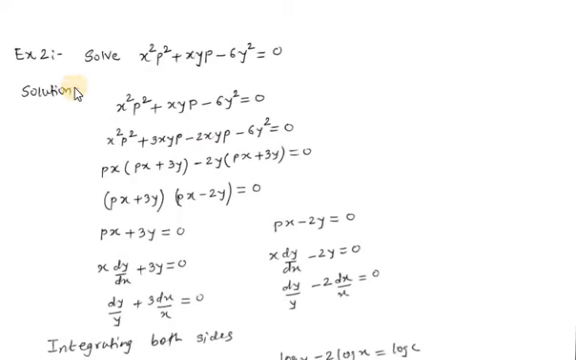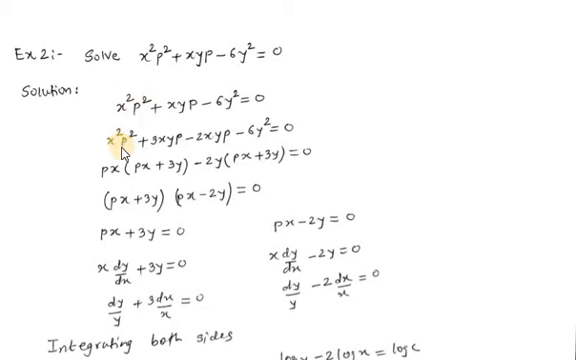Now moving on to example number 2, we have to solve this differential equation x square p square plus xyp minus 6y square equals to 0. So first of all, we will factorize this differential equation. We will find two numbers such that their product is 6 and their difference is 1. We will split the middle term.